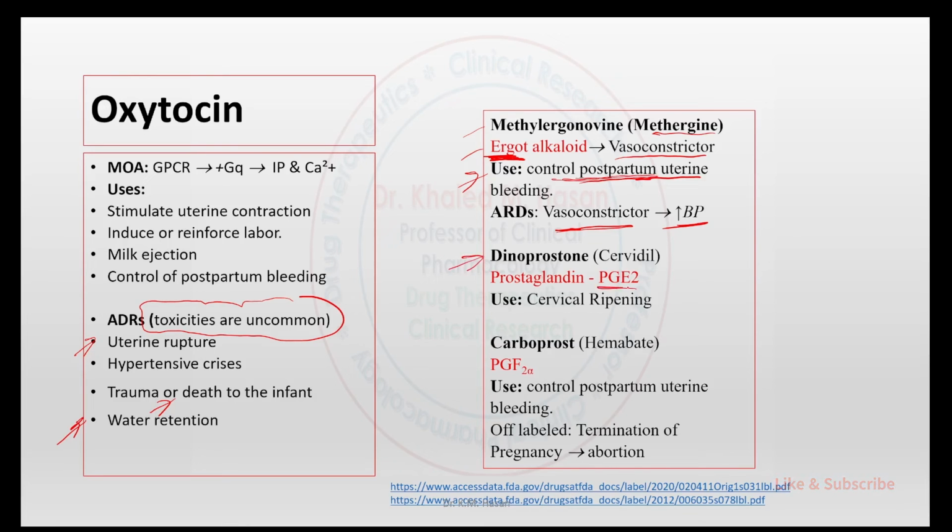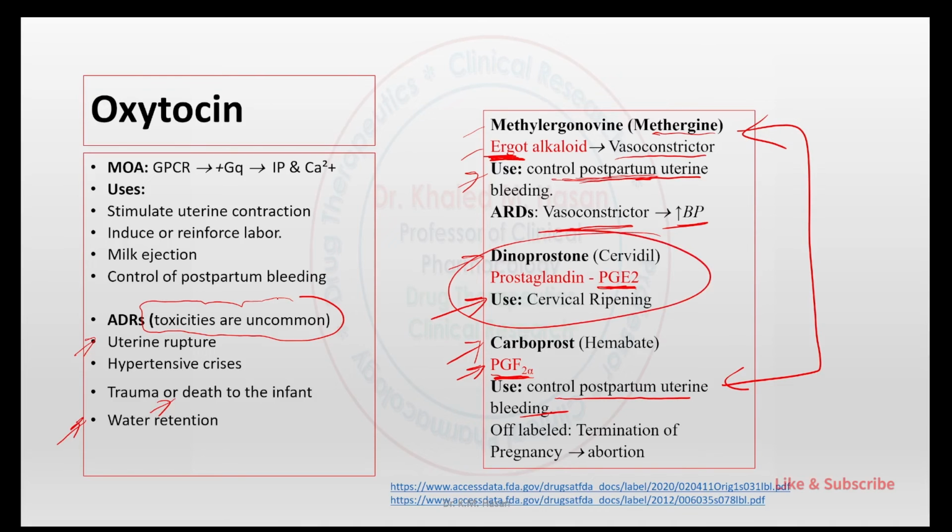Dinoprostone belongs to prostaglandin E2. This one is used for cervical ripening for delivery or for abortion. Then we have carboprost, which is considered an analog of prostaglandin F2 alpha. We need to remember this one. Carboprost, a prostaglandin F2 alpha analog, is used to control postpartum uterine bleeding. So we have two medications for controlling postpartum bleeding and one medication for cervical ripening here.